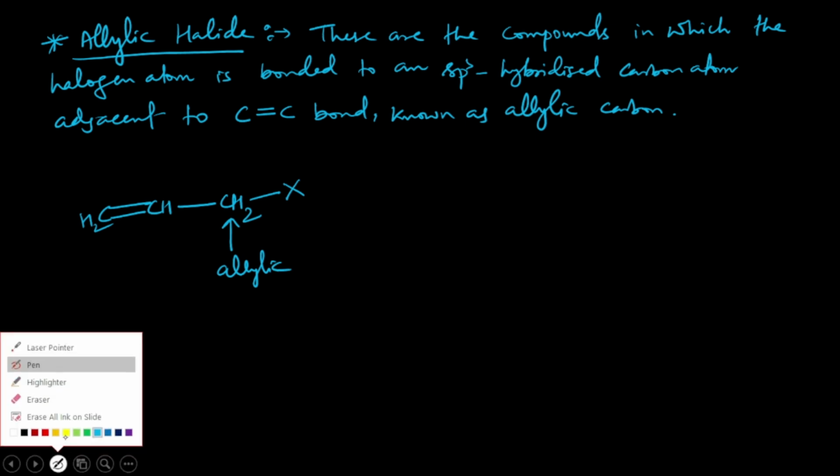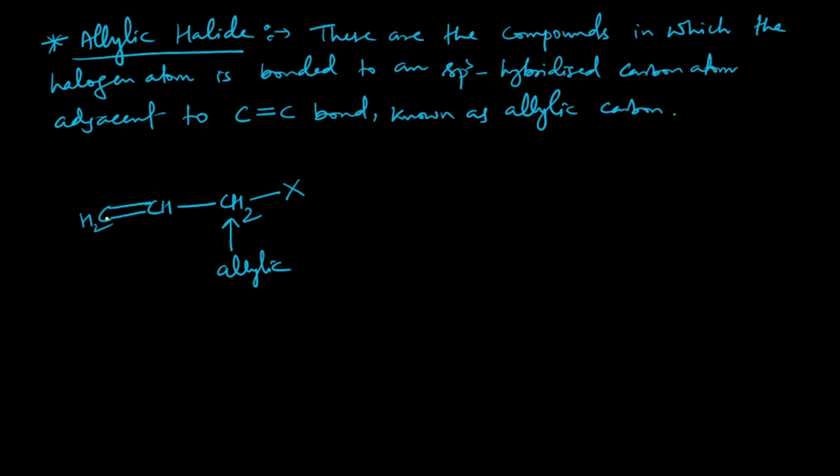Okay, see, this is the allylic position. This is sp2, this is also sp2, and next to this sp2 we have this carbon which is sp3. So if the first carbon next to the double bond is sp3, then we call it the allylic position, and whatever is attached to the allylic position, that name will come. Like here the halogen is attached, so this will be an allylic halide.